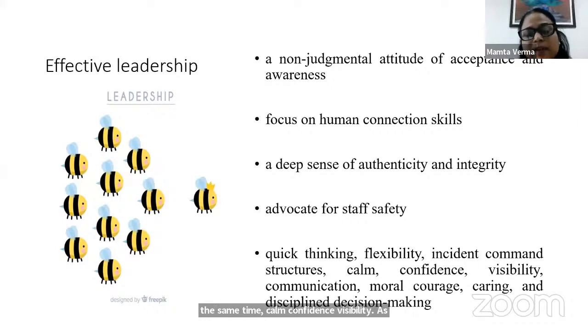As Lata madam said earlier, in a very detailed way, the importance of communication and the significance of right and effective communication. A good leader should have communication, should have courage, caring, and most importantly, while dealing with a crisis, a good leader should be a disciplined decision maker.